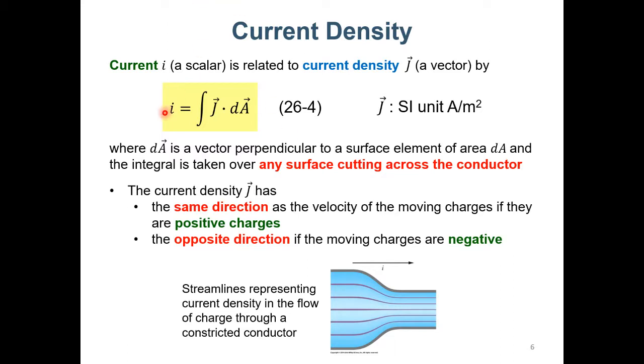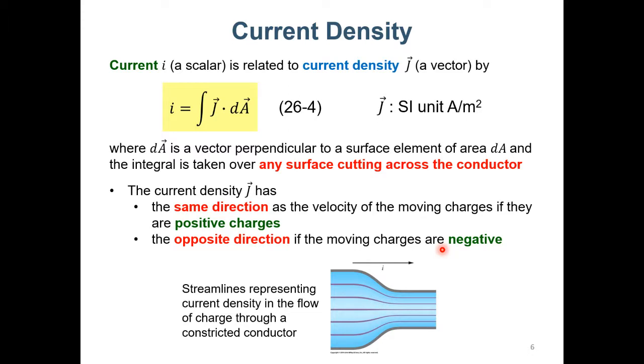Although in certain cases you just forget all the field, you only know I, V, something like that, which are the lumped circuit parameters. And in this case, J is something similar to E, which is also a vector. So when you calculate this integral, it is similar to calculating the electric flux. So J is in the same direction as the velocity of the moving charge if they are positive charges, and the opposite direction if the moving charges are negative. So also in this case, you need to define the area.